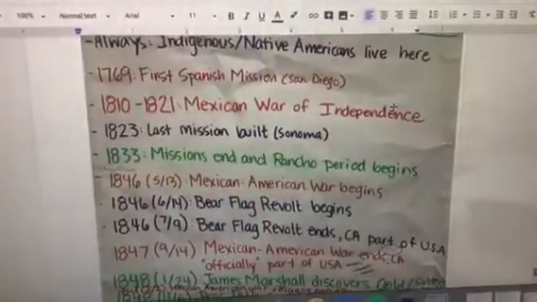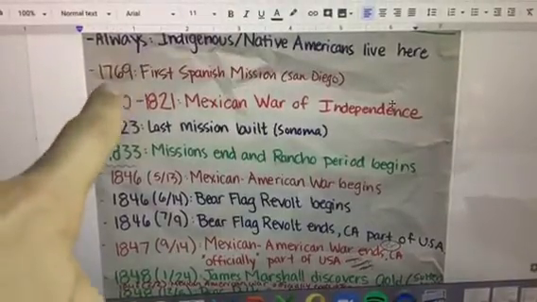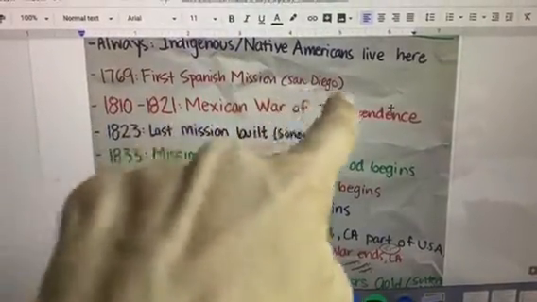So there's a couple of things I want to direct your attention to when you look at it, okay? So I'm going to show you right now. Look at it. You can see I also put, 1769 first Spanish mission that was in San Diego.